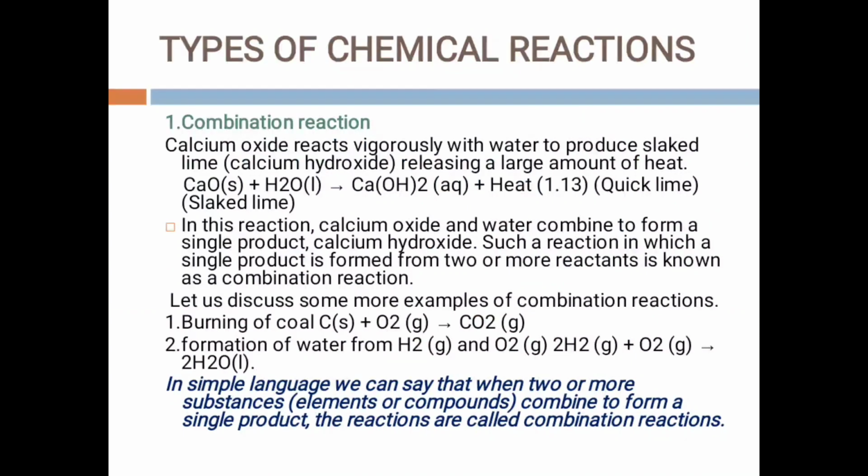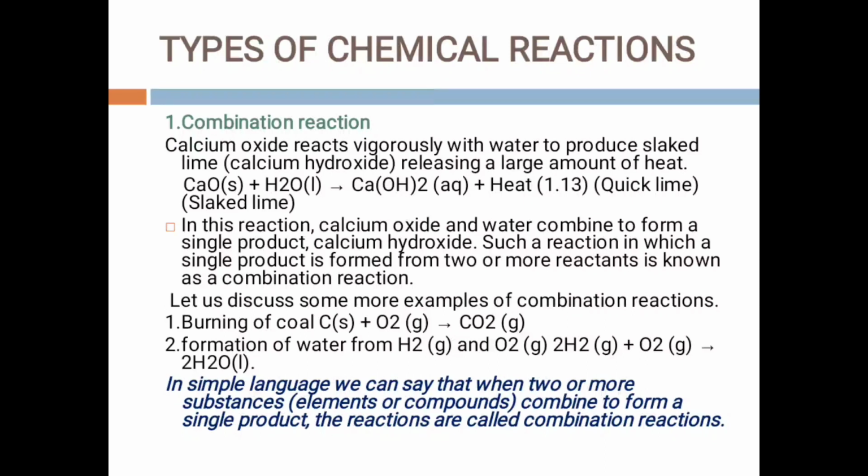So now the first type of chemical reaction is a combination reaction. Now, as the name suggests, what's a combination reaction? It is basically a combination of two or more reactants giving rise to a single product. Okay. So now let us look at the first example given here, which is calcium oxide reacts vigorously with water to produce slaked lime, that is calcium hydroxide, releasing a large amount of heat.